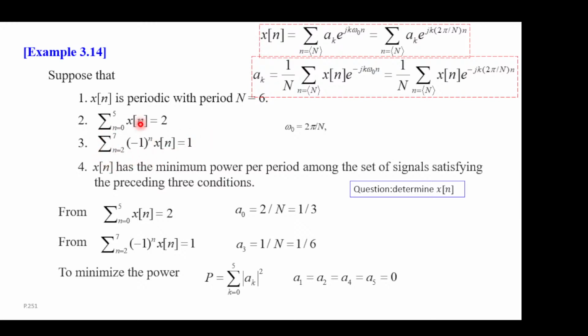But here we see that it's a periodic function, so as long as you are summing over 6 consecutive values, this 2 to 7 and 0 to 5 basically say you are summing over one period. And let's see. We have a condition that x[n] is the minimal power per period among everything that satisfies those three conditions. Okay, so the question is you want to determine what x[n] is.